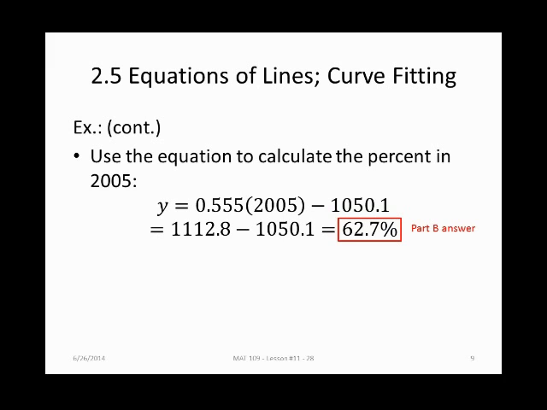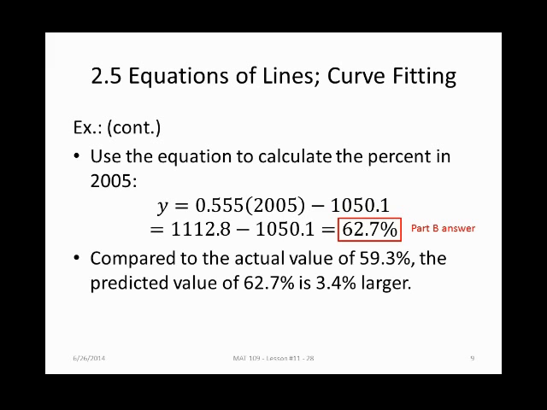Part C was to take this predicted value and compare it with the actual value. The actual value was 59.3%. The predicted value we just calculated was 62.7%. So the predicted value is 3.4% larger. Not too bad. It's not ideal, but it's not too bad.